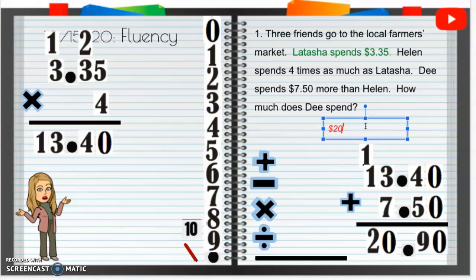Make sure we label that. $20.90 is how much D spent.